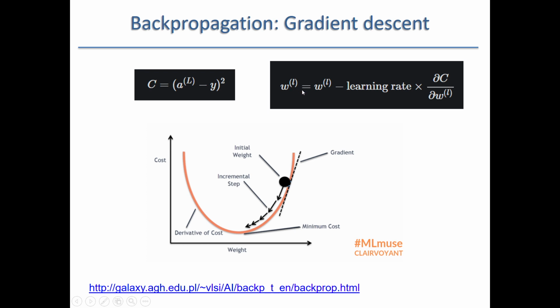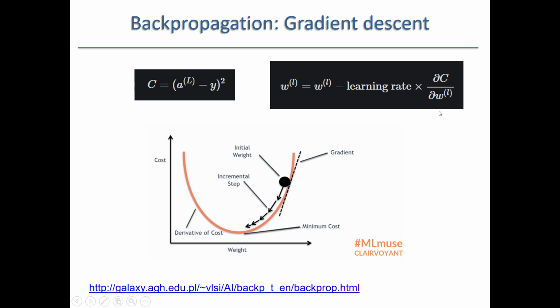Okay, so now you have to learn the weights. You can have multiple weights. A possibility is gradient descent. For every weight in all the layers, you would have to update it. You compute the derivative of the cost with respect to that weight, and then you have a learning rate that updates this weight.